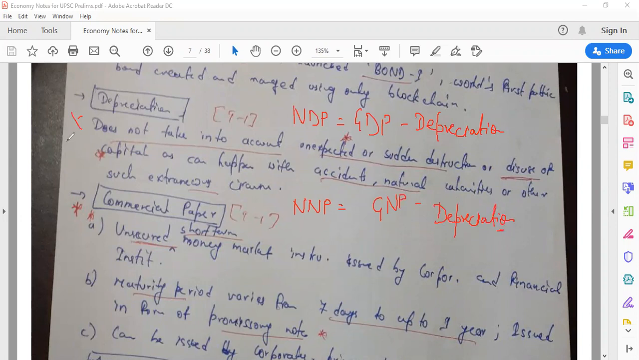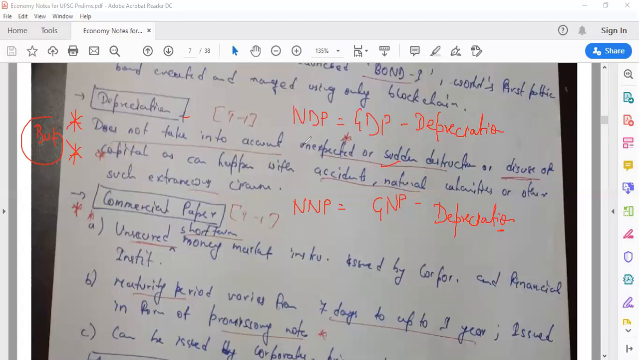So this depreciation is a decrease in the value of an asset, but there is a very big but here. Again, this but stands with BUT, not BUTT. So what is the basic thing? This depreciation does not take into account unexpected or sudden destruction. Suppose an accident happened and something was destroyed. So that depreciation is not taken into account.